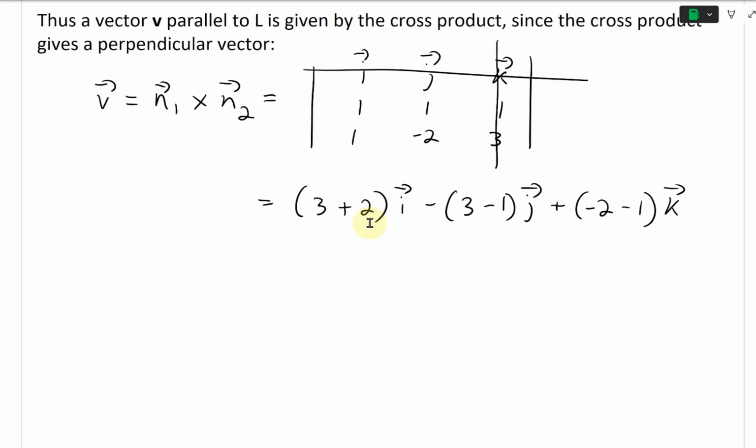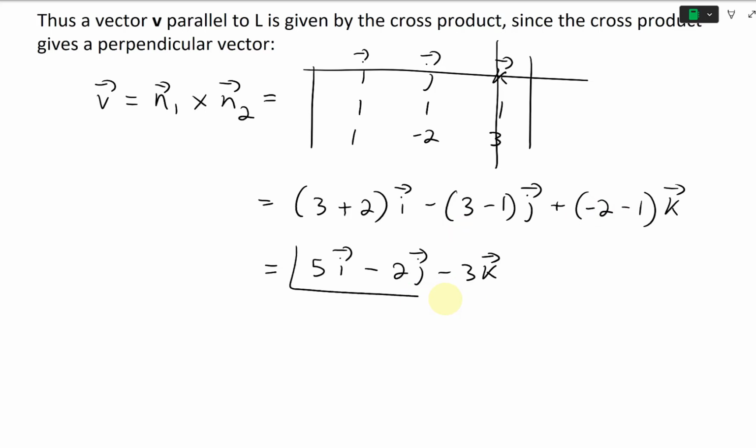Like that. And then just solve this out or simplify it. So 3 plus 2 is 5. And then minus 3 minus 1 is 2. Like that. And then this one's going to be plus negative 2 minus 1. That's going to be negative 3. So minus 3. Okay. Like that. And that is what we got. So 5, negative 2, negative 3. And let's circle this. This is going to be our V vector.